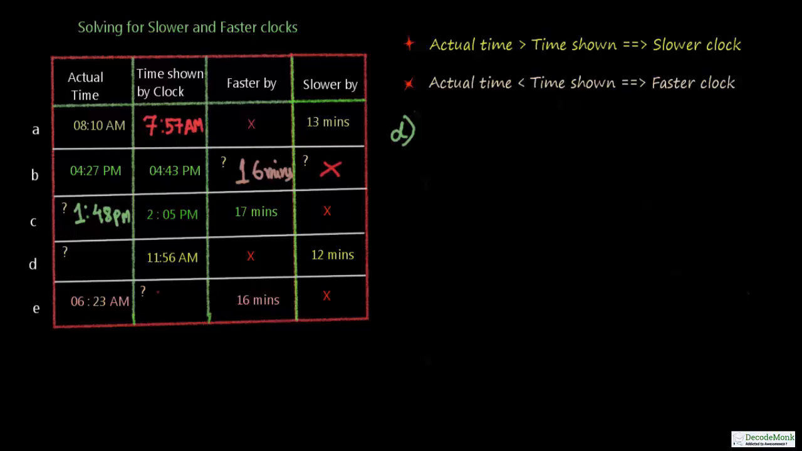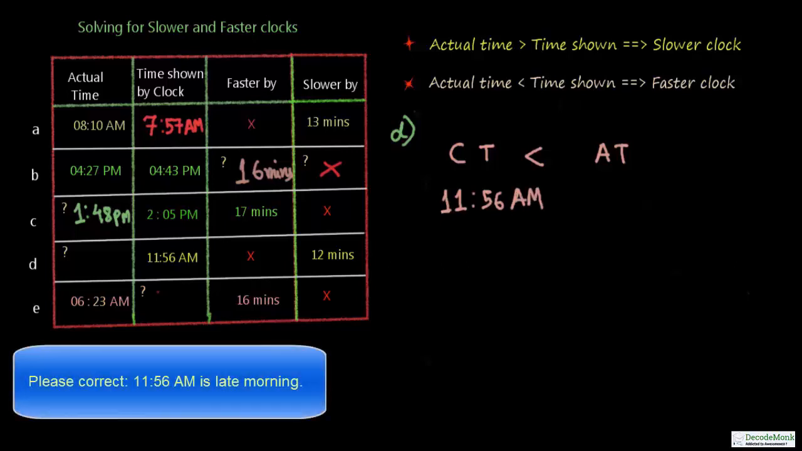Coming to question number D, we see that it is given that the clock is slower by 12 minutes. The clock is slower, it means the time shown by the clock will come on the left hand side, or behind your actual time. Why? Because the clock timing is slower. And it's given that the clock timing is 11:56 a.m. So you can understand that this time is somewhere in the late morning, and the clock timing is less than the actual time by 12 minutes.